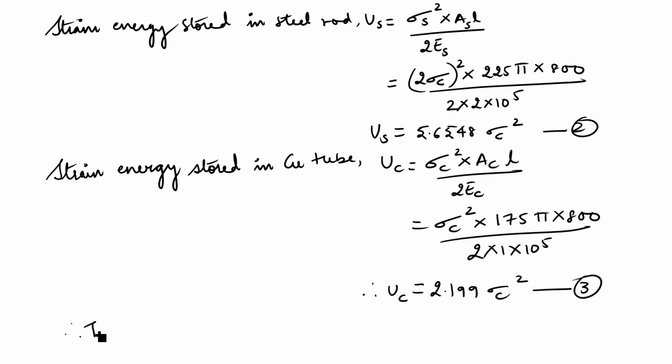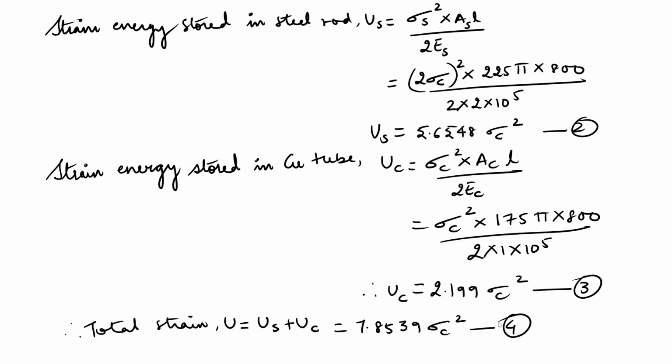Therefore, total strain on the body can be calculated as US plus UC, which is the addition of equation 2 and 3, which you can see here. So when I add equation 2 and 3, I get the value as 7.8539 sigma C square. Let's mark this as equation 4. If you want, you can write here from 2 and 3.